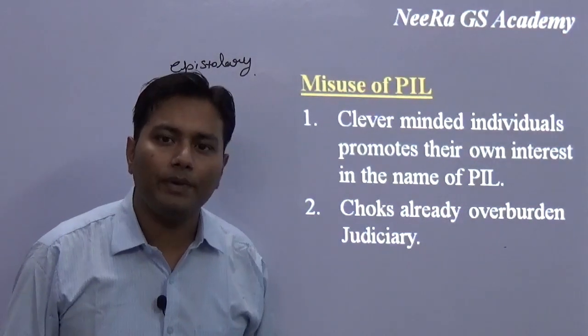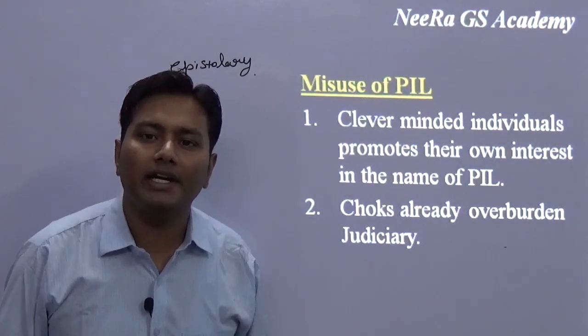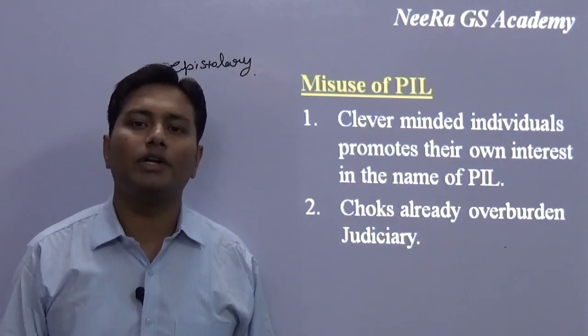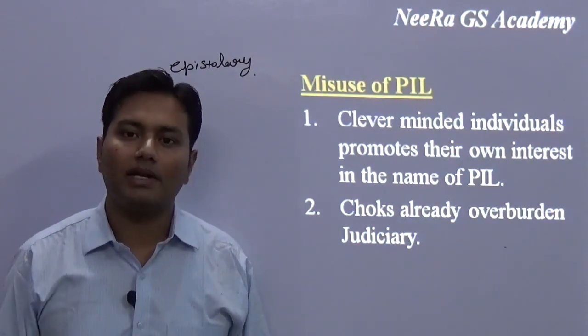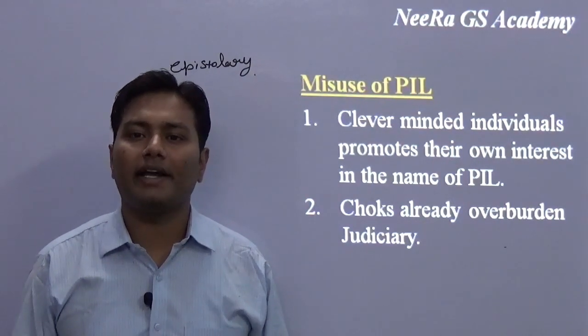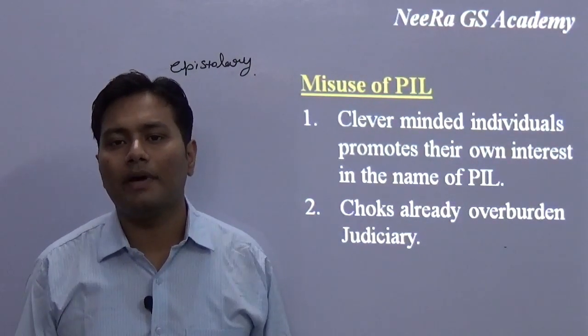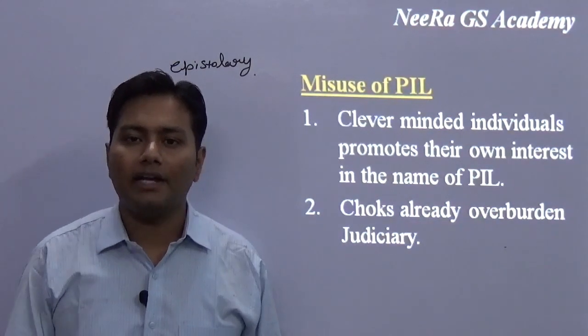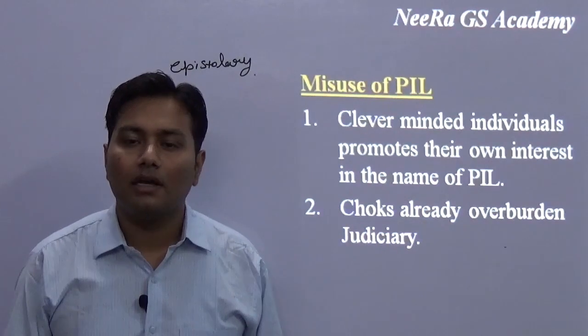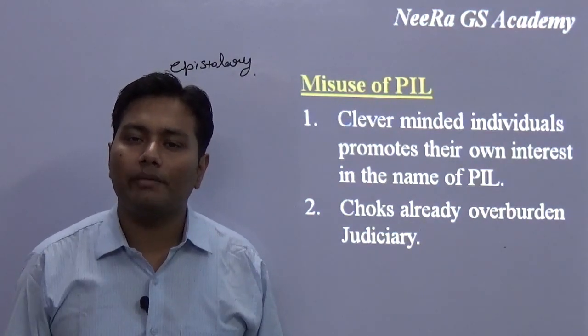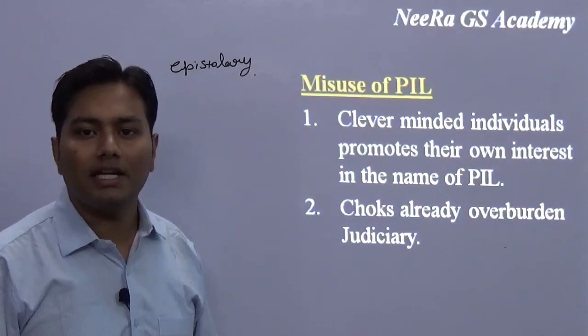So clever-minded individuals promote their own interest in the name of public interest litigation. For example, big manufacturing companies attack small producers in the name of environment pollution. And this PIL is a doorway to numerous litigations. Thus, it chokes the already overburdened judiciary. So these are the misuses.